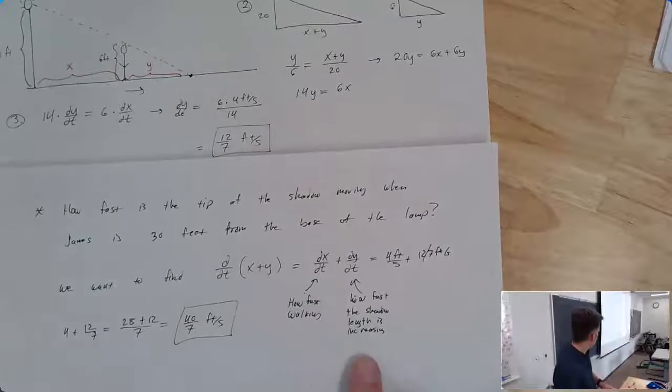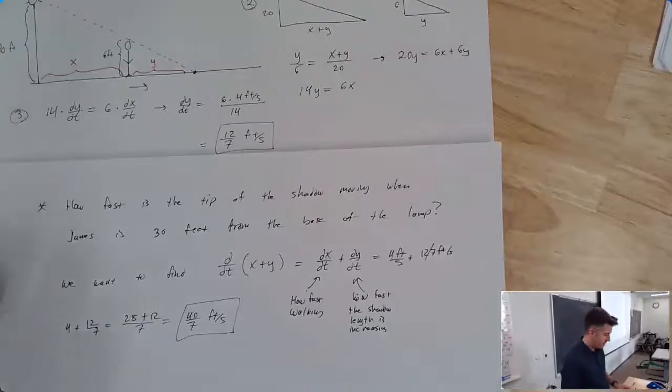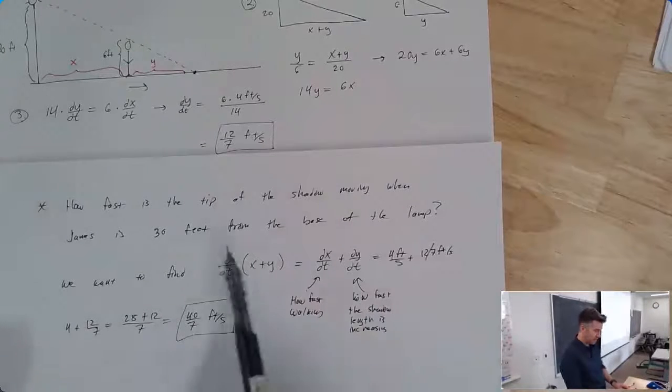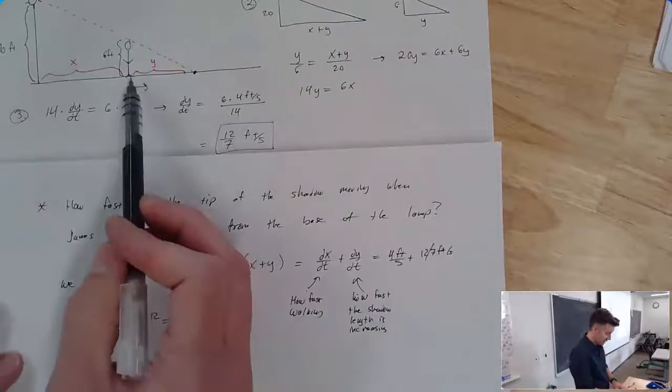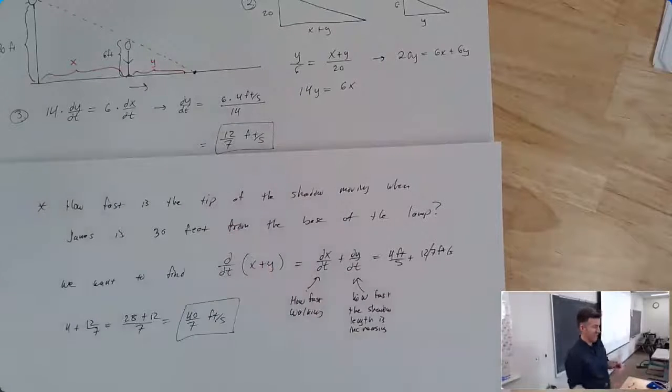What I'll say about this is that if you're ever asked to find how fast the tip of the shadow is moving, I would still encourage you to first just find how fast the length of the shadow is increasing, and then just add on how fast the person is walking.